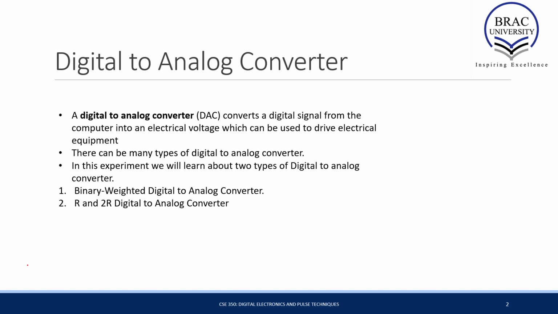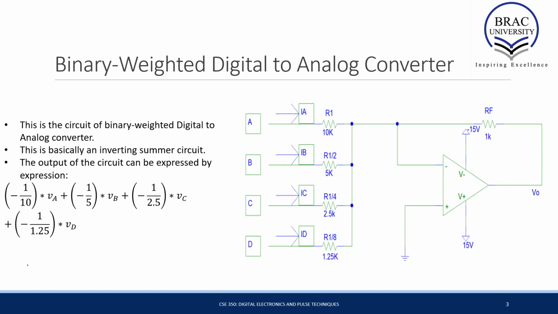All DACs basically work in the same format. There is an op-amp which is used to convert the digital input signal to a continuous voltage level, and we can record this continuous voltage output from the output node, and then use it in other parts of the circuit. In this experiment, we'll discuss two types of digital to analog converter: the binary weighted digital to analog converter, and the R-2R digital to analog converter. So let's jump into the binary weighted digital to analog converter.